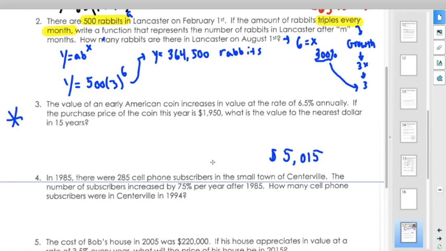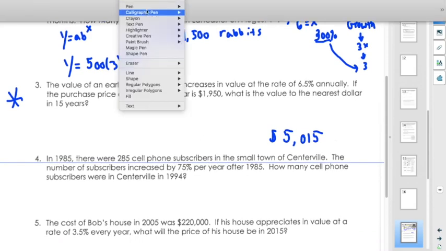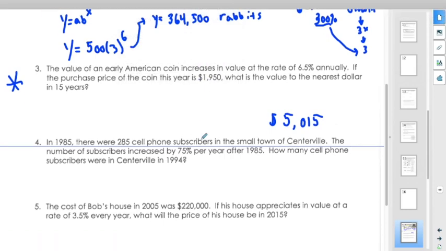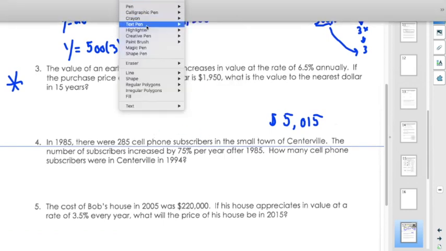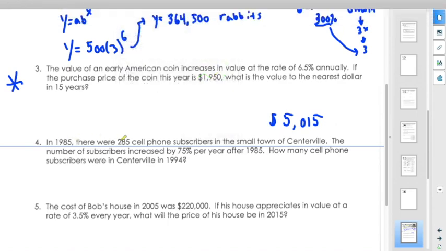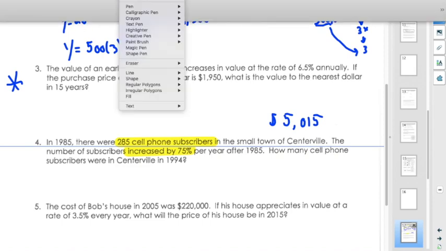Number 4. Let's go to a different pen. Purple. In 1985, there were 285 cell phone subscribers. Pull out the highlighter. In 1985, there were 285 cell phone subscribers. Now, the number of subscribers has increased by 75% per year after 1985. How many cell phone subscribers were in the town in 1994? It gives us everything we need.